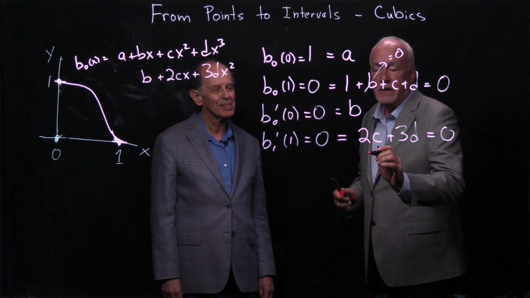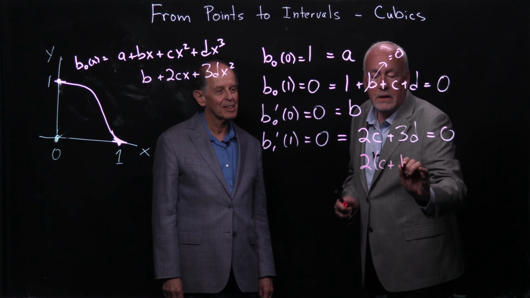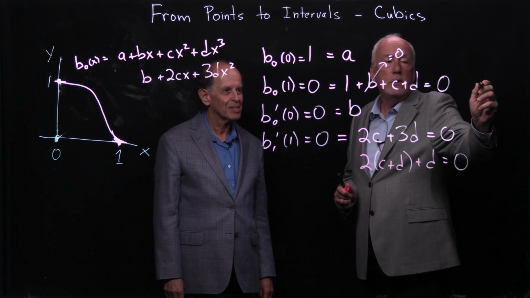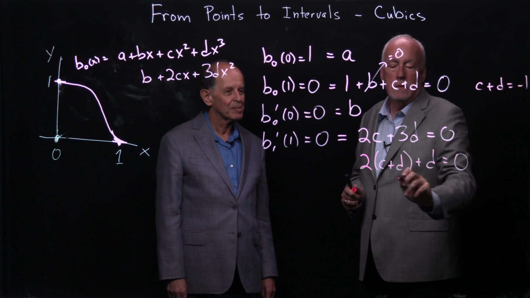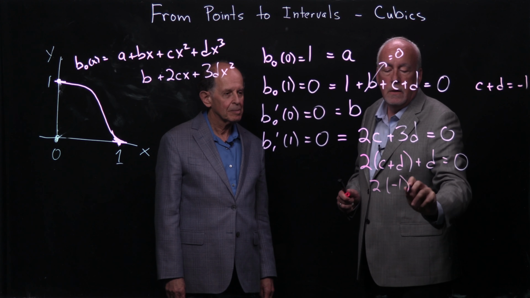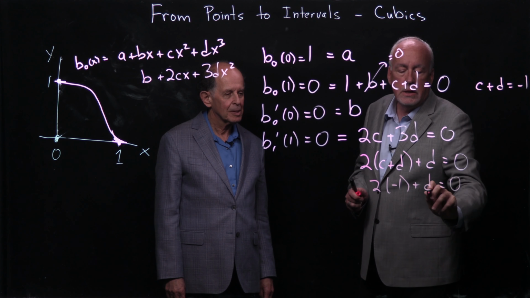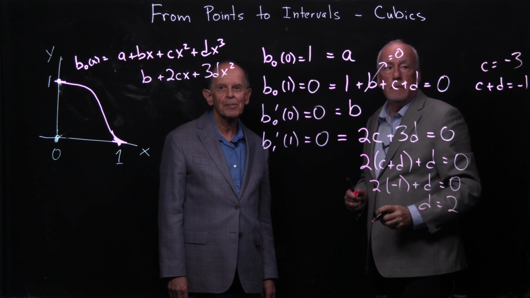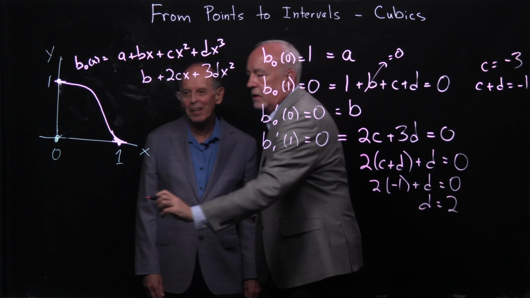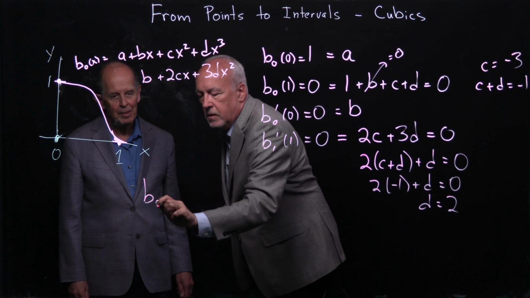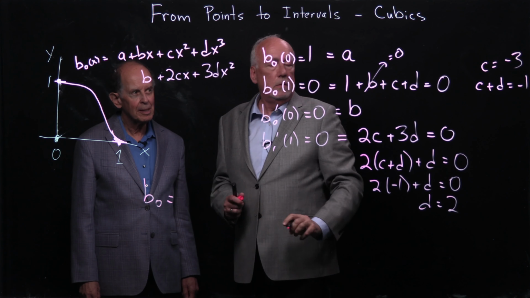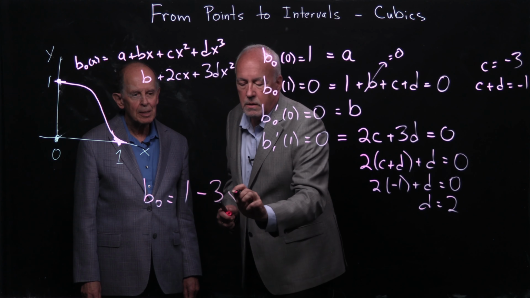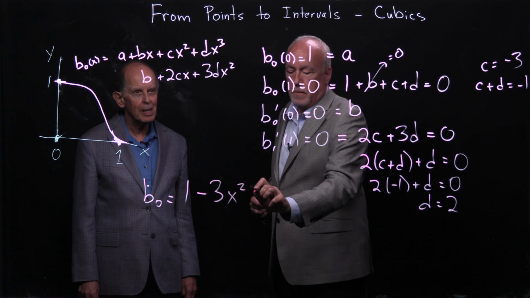Another way you could look at this is say this is 2 times c plus d is equal to 0. And here you see that c plus d is equal to -1. So you get 2 times -1 plus d is equal to 0. That tells me d is equal to 2. This tells me c is equal to -3. Okay, there's our cubic. Let's write it down and then we'll draw it. So here we go. B0 is equal to 1 minus 3x squared plus 2x cubed.